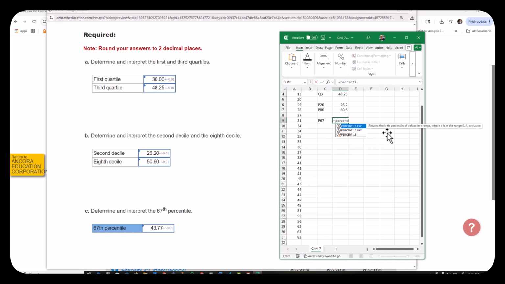And now this just flat out wants you to get the 67th percentile. So equals percentile.exe. My array, I highlight all my values, comma, remember you want this in decimal, so 0.67. And this is a lot faster than the way that guy shows in the video to get these answers.